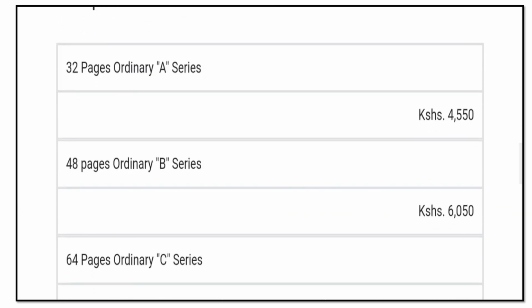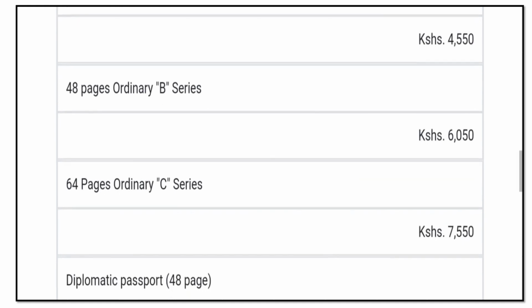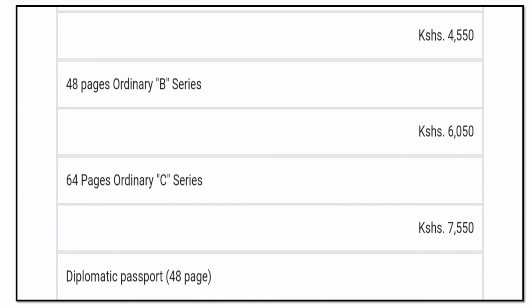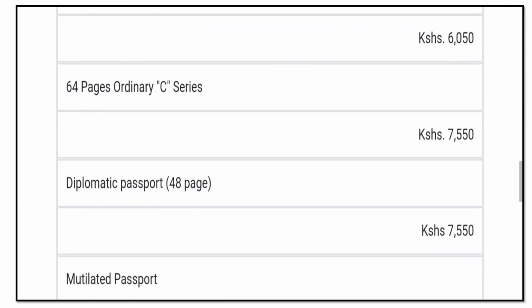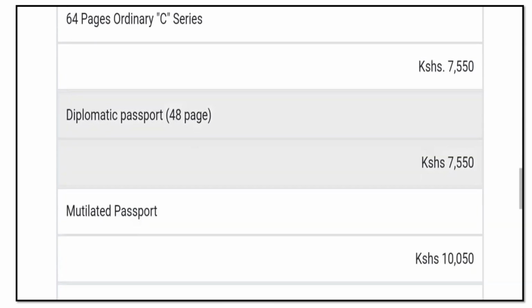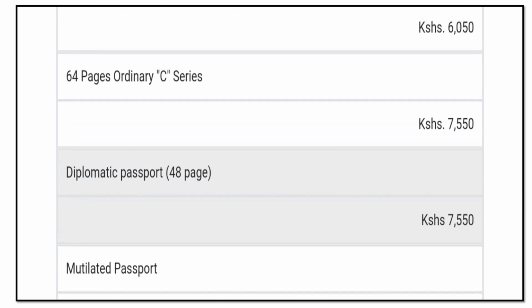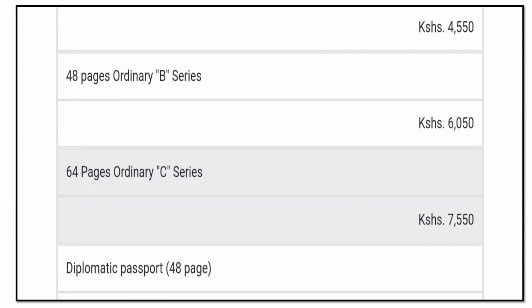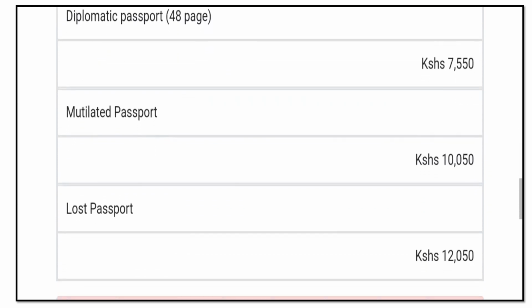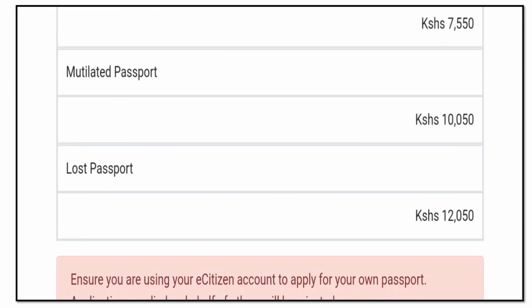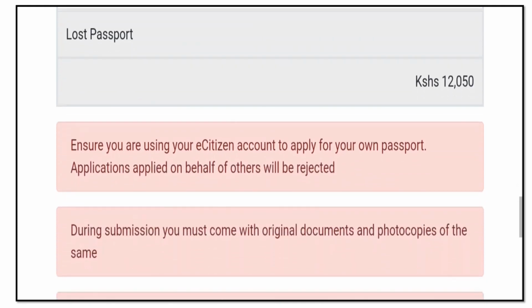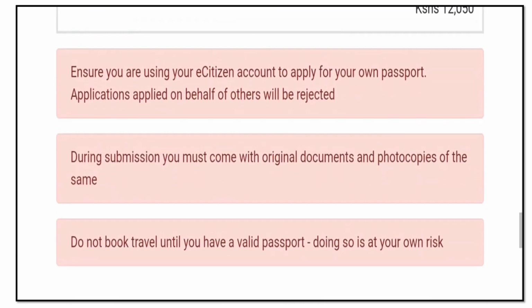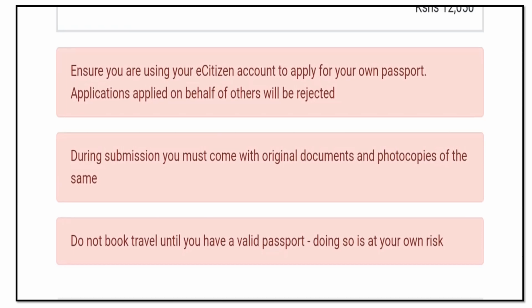The passport fees: the 32 pages ordinary A series goes for 4,550 Kenyan shillings. Ordinary B series is 6,050 shillings. Please read through this, but most people go for the 32 pages. Then there is the diplomatic passport, which I'm going to explain, a mutilated passport, and so forth. If you've lost a passport, you're going to pay 12,050 Kenyan shillings. Once you're done, click on next.